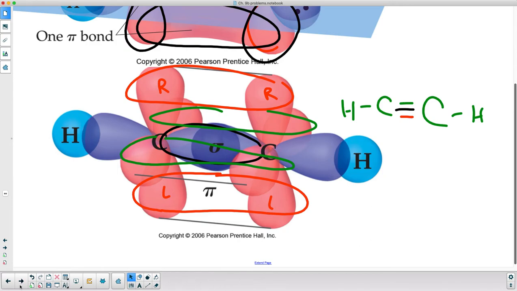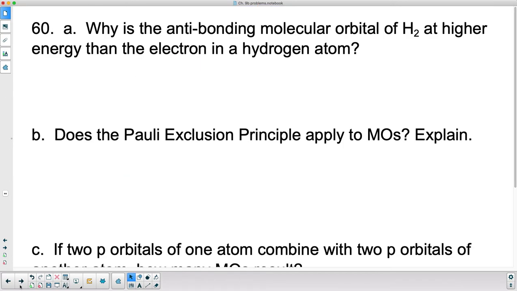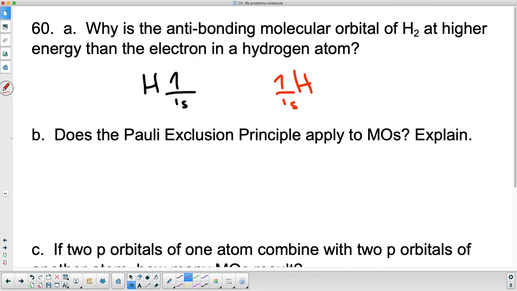Let's move on. I feel like I'm spending a lot of time here. Why is the anti-bonding molecular orbital of H2 at higher energy than the electron in a hydrogen atom? Okay, so one hydrogen atom looks like this. It's got the one S like that. The other hydrogen atom is over here like this. It's got the one S like that.